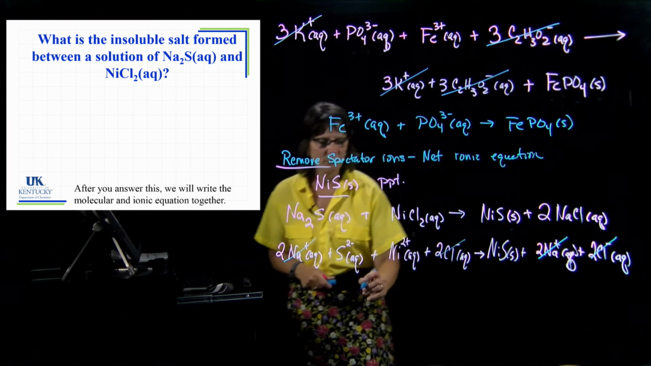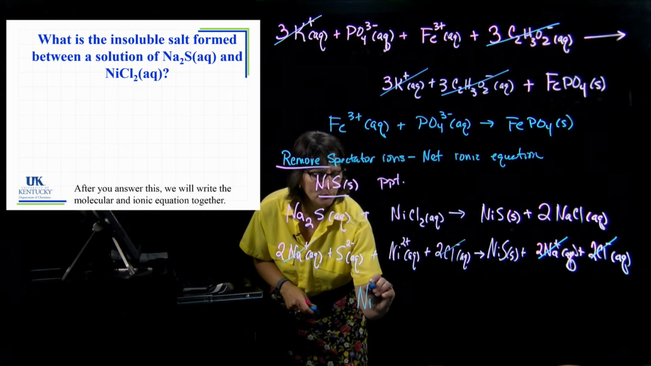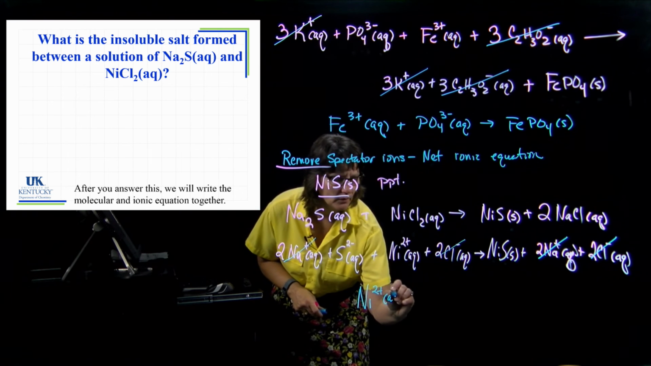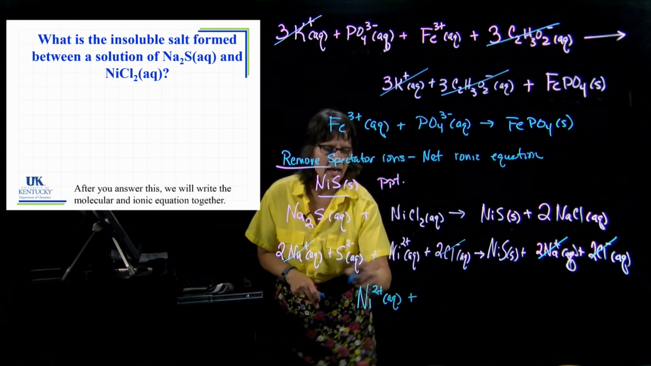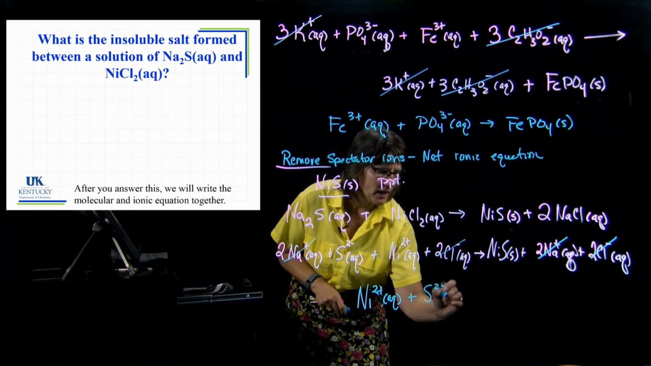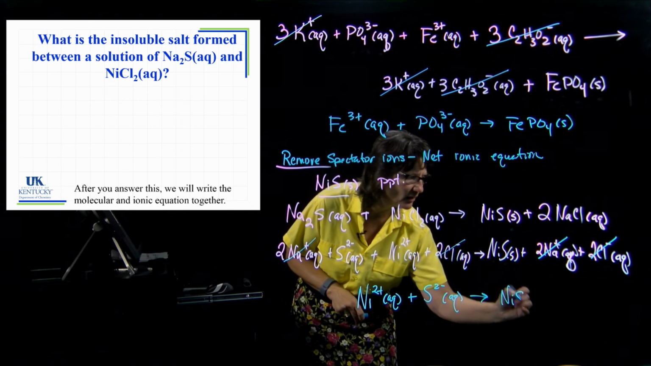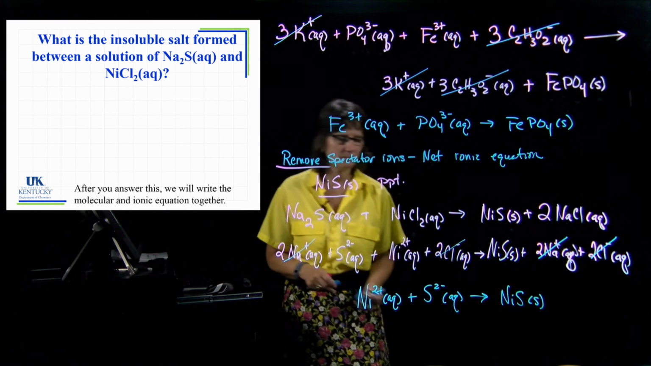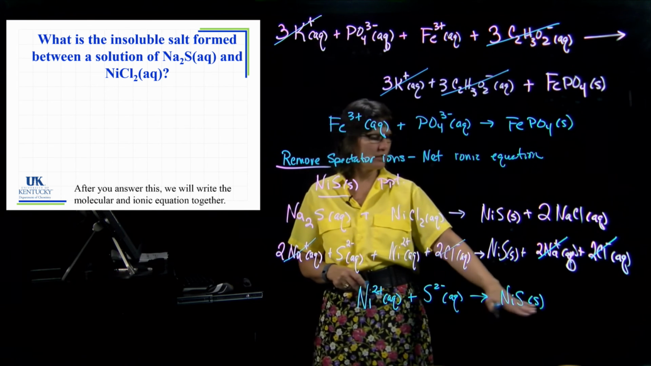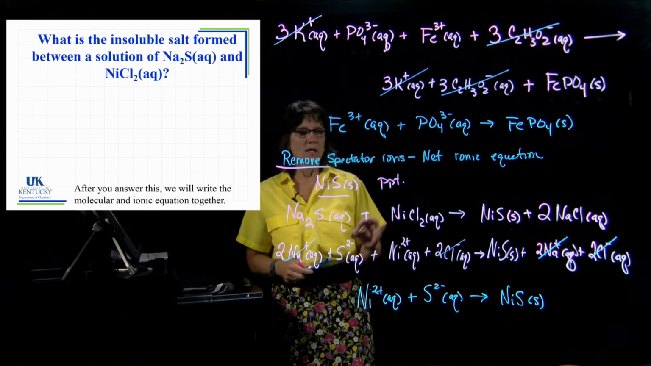And that's going to give me the Ni2+ aqueous plus the S2- aqueous, and the product is NiS solid. So that's my net ionic equation right there.